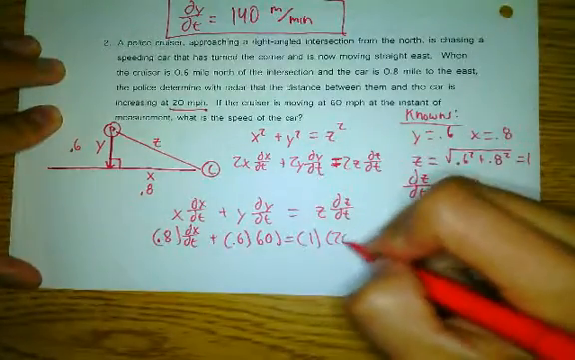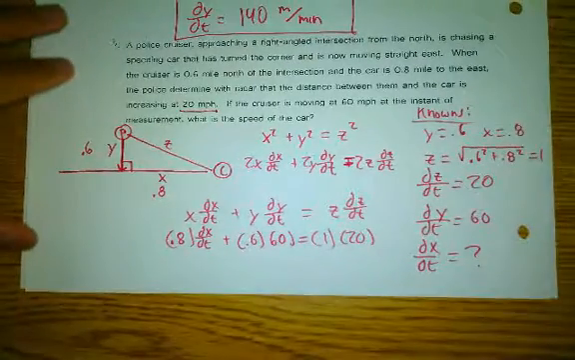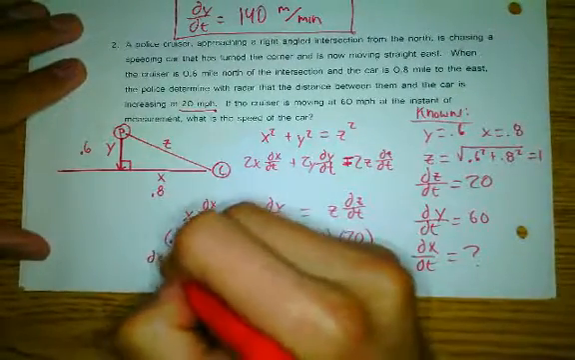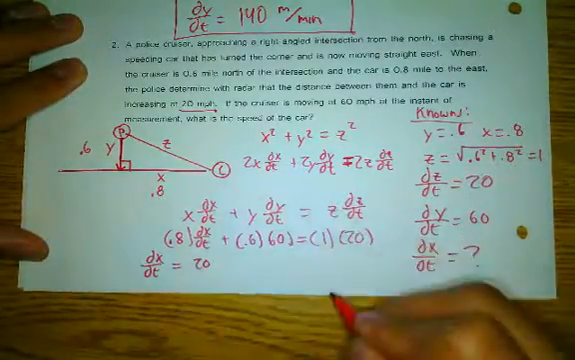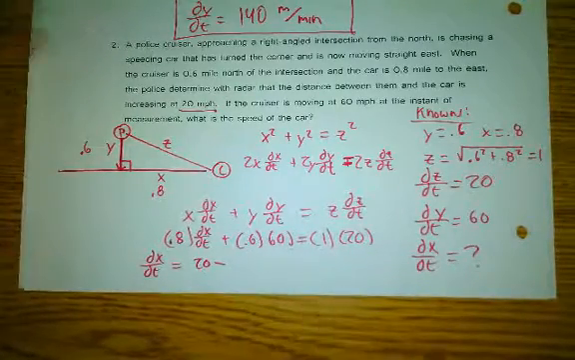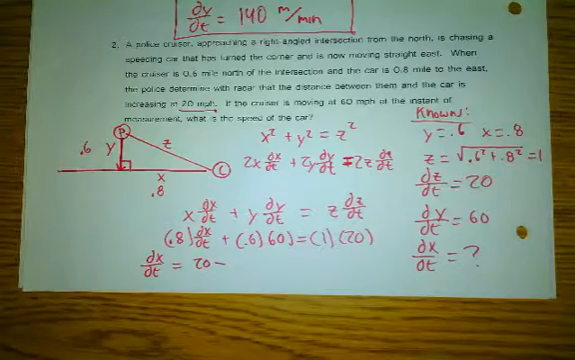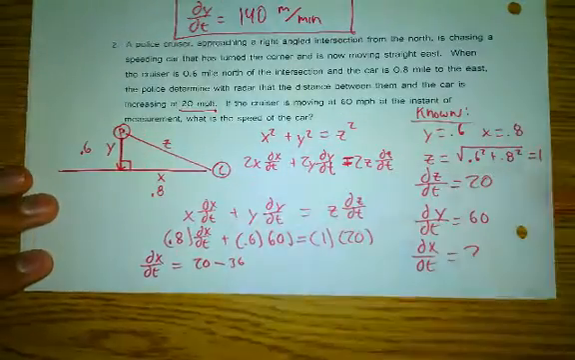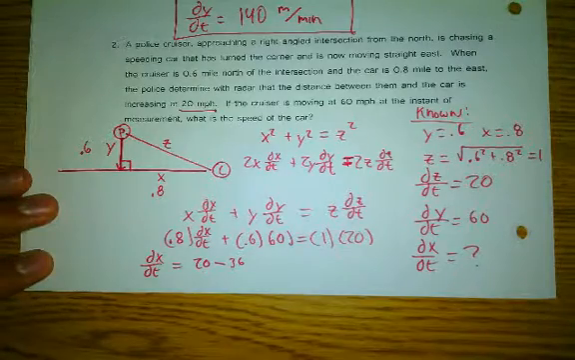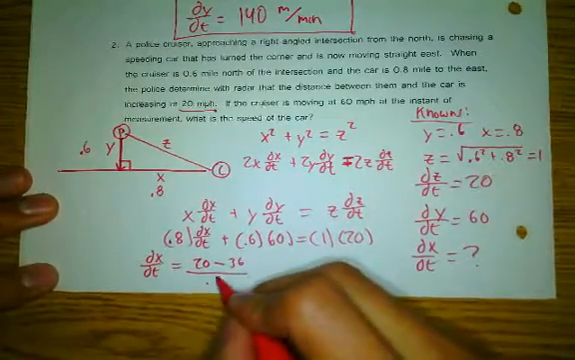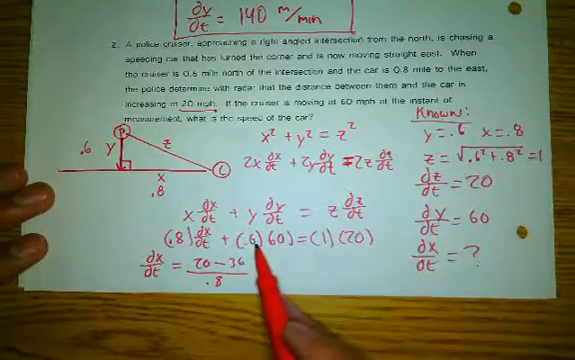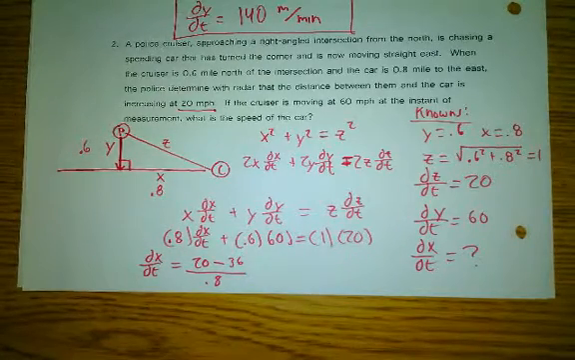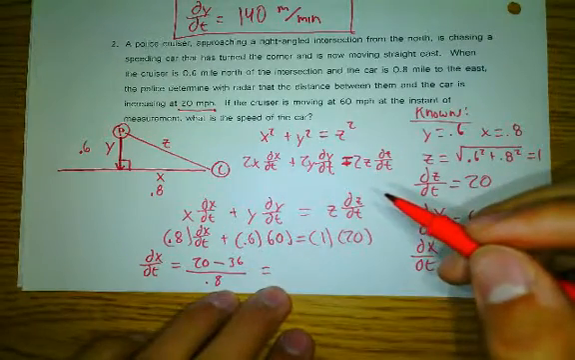Alright, so here's what we know. dx/dt is going to be equal to 20 minus, well, what's 0.6 times 60? What is it? 36. Right? And we have to divide by 0.8. Agreed? The 20, 0.6, and the 0.8. Alright, so at this point, 20 minus 36 is negative 16 over 0.8.